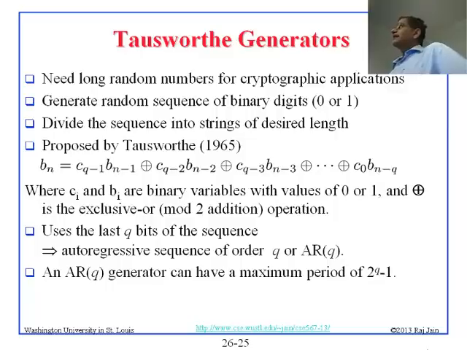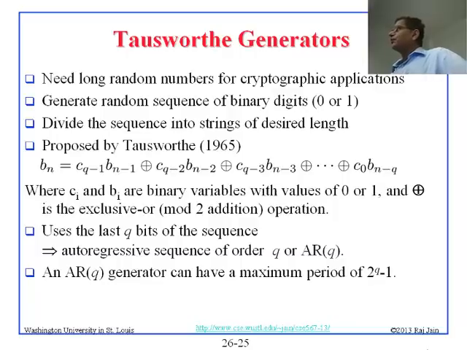So then there is this guy, and he generated this one. His approach is that he does it in binary, and the nth bit is a function of the previous q bits. So you start with b n minus 1, multiply it by some coefficient c 1, exclusive OR with c 2 times b n minus 2, exclusive OR, and so on. So this is like a regression on the previous values, but instead of addition, we have exclusive OR, and everything here is binary. So the c's are 0 or 1, and the b's are 0 or 1. And this is exclusive OR, which is mod 2 addition, by the way.